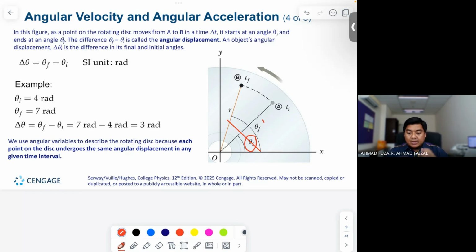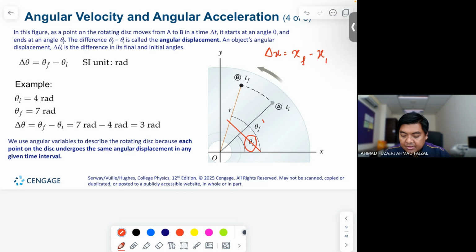Then you can see it travels some distance. Okay, so when you look into angular, how do we calculate the angle? It's just the same as when we did the delta x. Remember, delta x is x final minus x initial, but that one is in linear. How can we do it in angular? It's also the same.